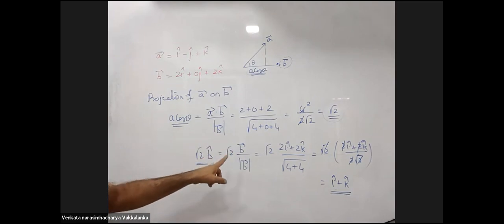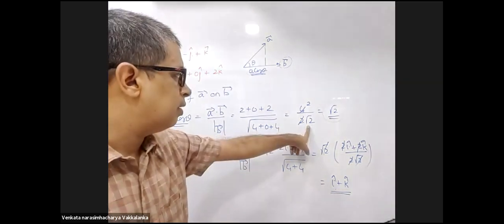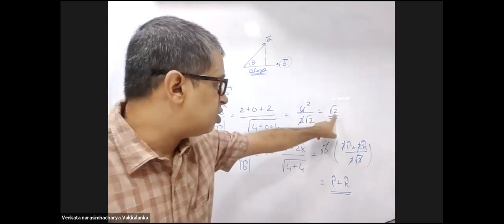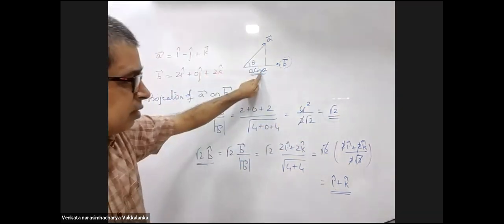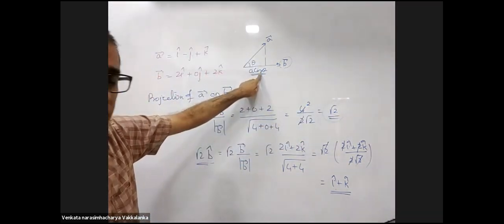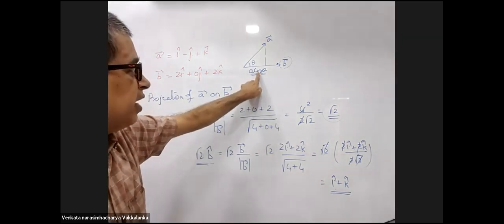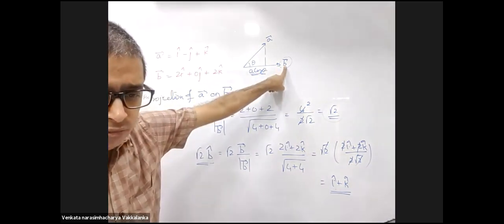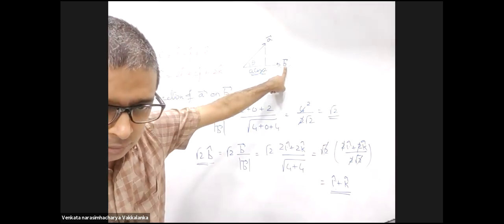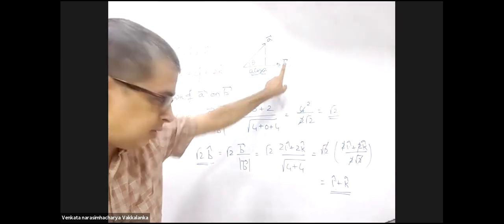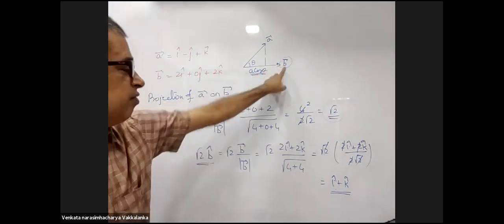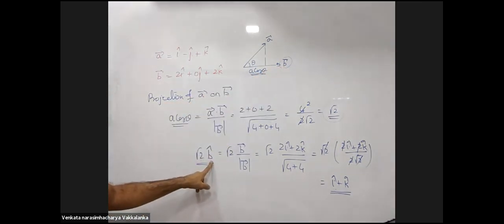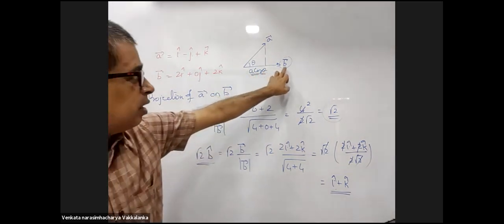Send the above one, yeah. This one. Yes, sir. This is A cos theta. If I want it with direction, it should be A cos theta in the direction of B. So I found out B cap. So this is A cos theta into B cap.